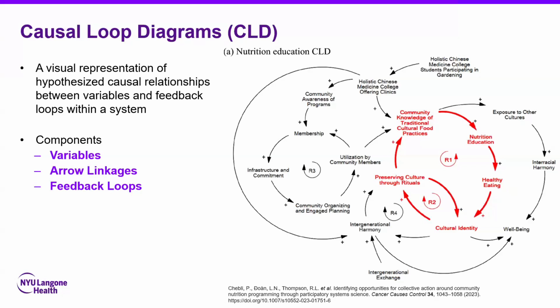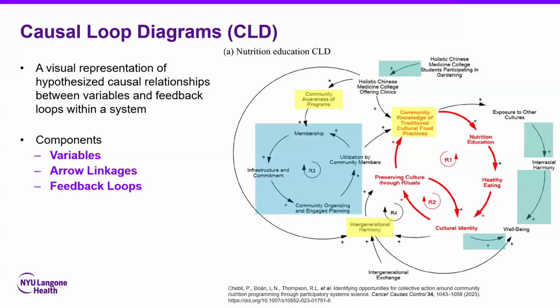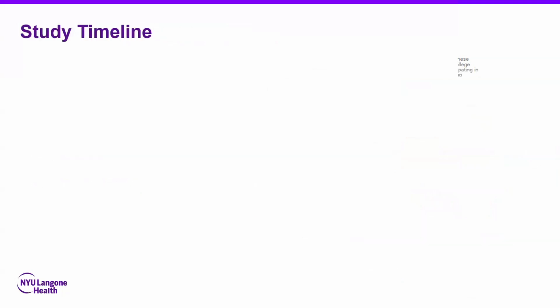So an example of a causal loop diagram is to your right, and the main components are variables, which are the named objects of the figures, the arrows, which show the relationships between the variables, and then feedback loops, which are closed series of variable connections.